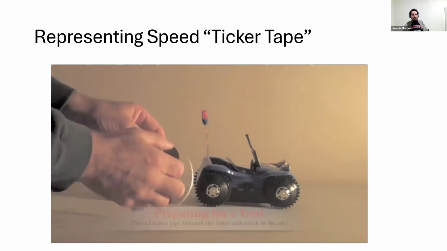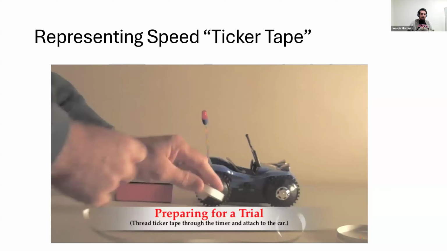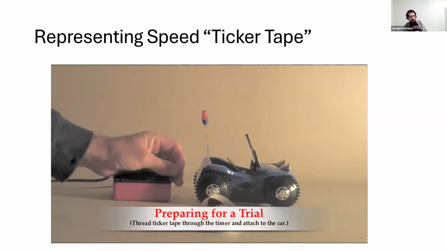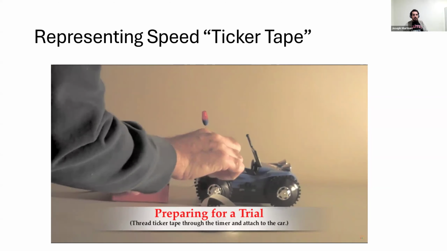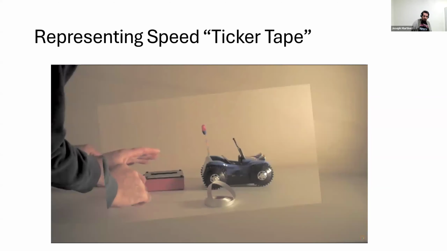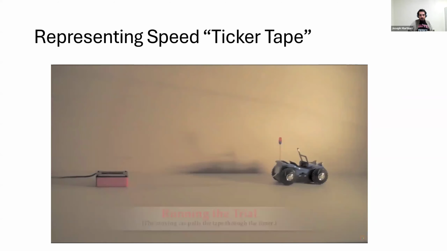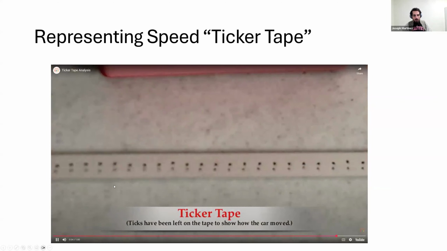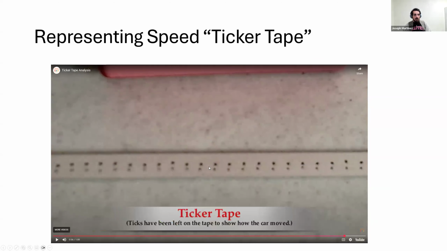And you can use this to analyze motion, and this video uses it to analyze the motion of a little toy car. And you'll see that the person setting up the experiment feeds the ticker tape through the ticker timer so that the markings get made on the ticker tape, and tapes it to the car, and then the car will be sent off, and every 1/10 of a second or so, we'll have a marking made. And that's what you see here: markings on the ticker tape made at regular intervals.